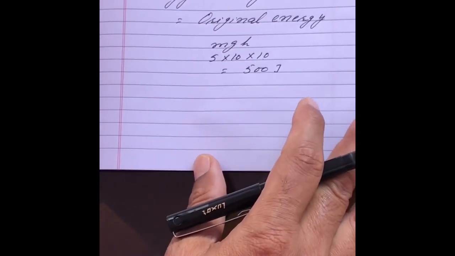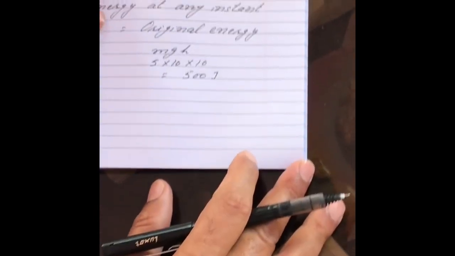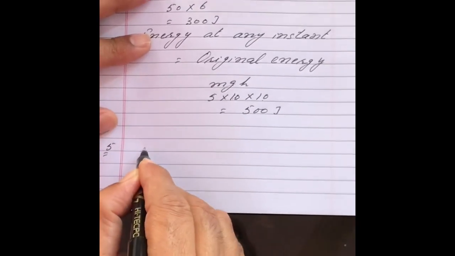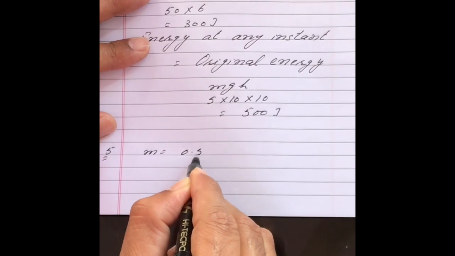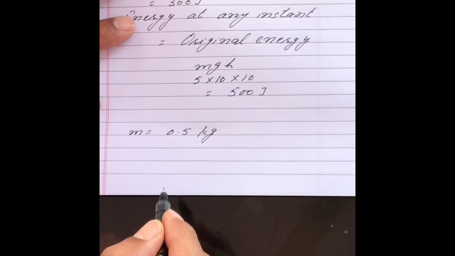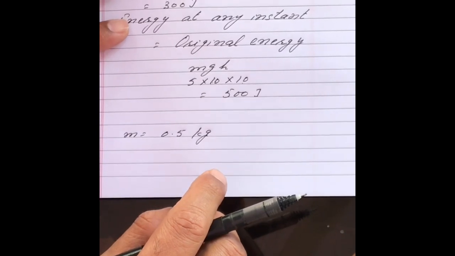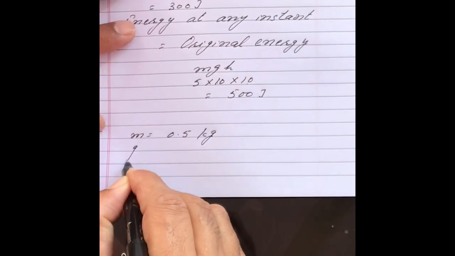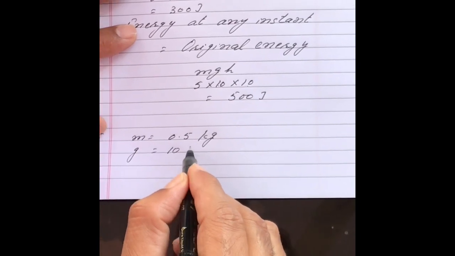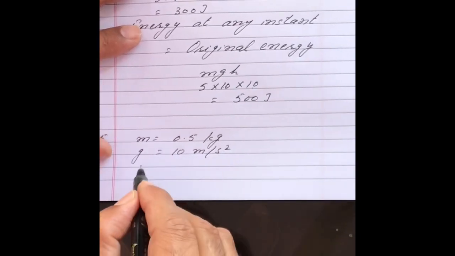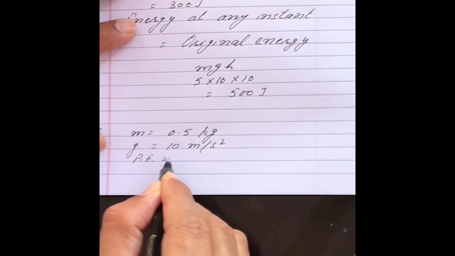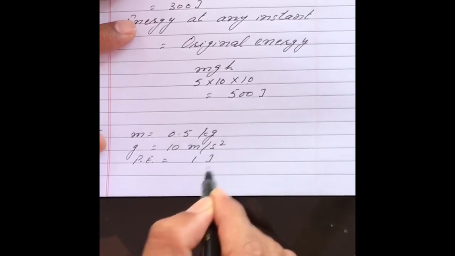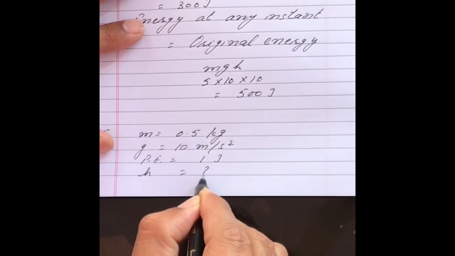Question number 5. Calculate the height through which a body of mass 0.5 kg is lifted if the energy spent in doing so is 1 joule. So g is 10 meter per second square. Potential energy change is 1 joule. Height we have to find.